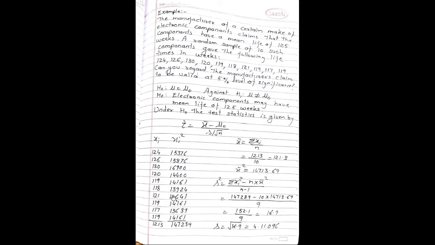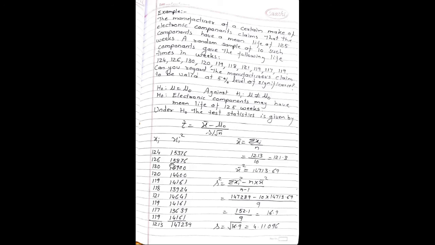We need the xi square column total also. So 124 square becomes 15,376. 126 square is 15,876. 130 square is 16,900. 120 square is 14,400. 119 square is 14,161. 118 square is 13,924. 121 square is 14,641. 119 square is 14,161. 117 square is 13,689 and 119 square is 14,161. So let us take the total of all the 10 values.